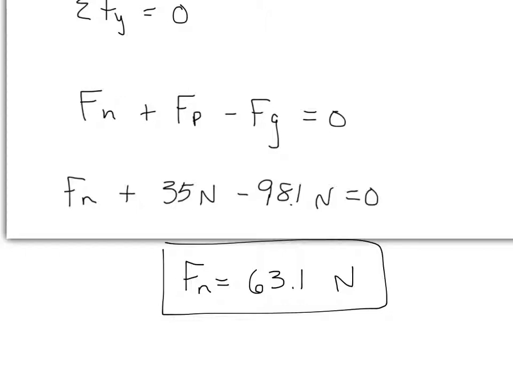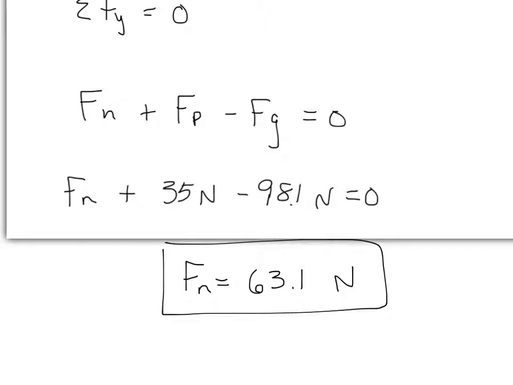So if this wasn't 35, if this was like 60 newtons, I doubled my force, 70, it still wouldn't overcome the weight, right? But if this were 70, now this would be 28.1. So the more you pull up on an object, even if it doesn't move, you're lowering the normal force that the table has to push back with. You're lessening or decreasing the normal force.